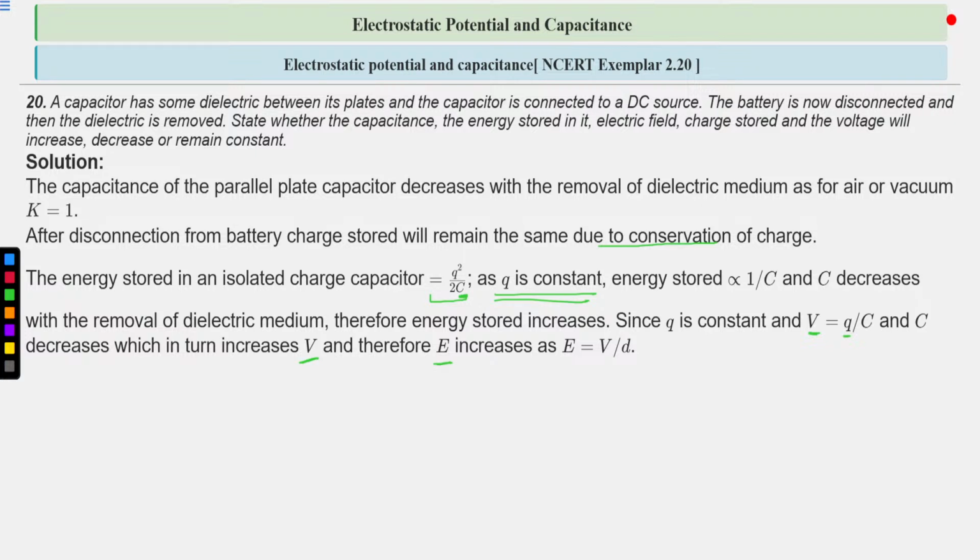So what happened? State whether the capacitance: capacitance is decreasing. Energy stored is increasing. Electric field is increasing. Voltage is also increasing. So we got all the answers.